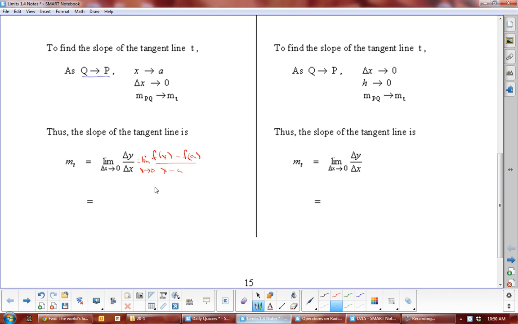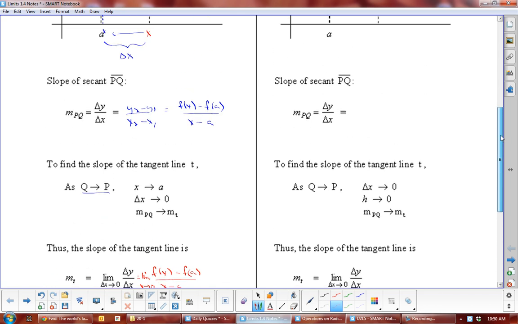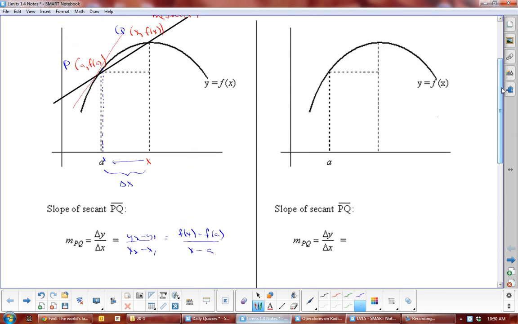Now, let's just rewrite it again. So the limit as x approaches 0, f of x minus f of a over x minus a. Okay? So this is most preferred in high school because it's a slope formula. Easy. I got, you know, my f of x, that's my y's, divided by x minus a. And then I could say, hey, as x gets closer and closer to 0, my slope gets more and more closer to the point I'm looking for.